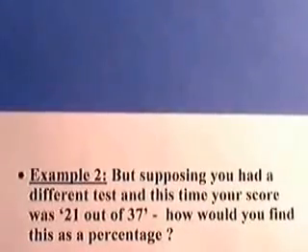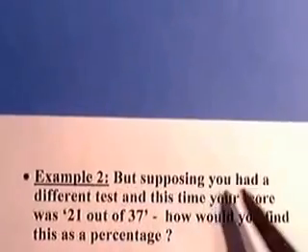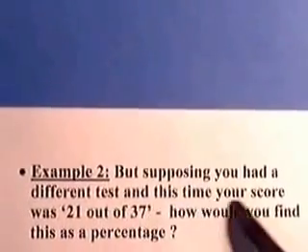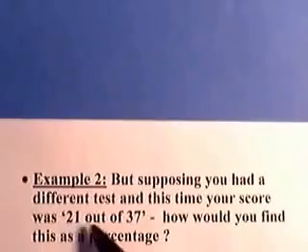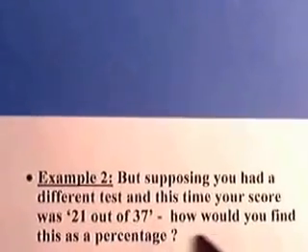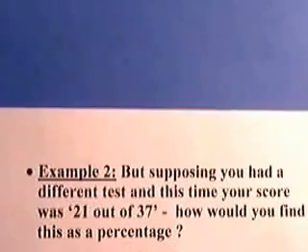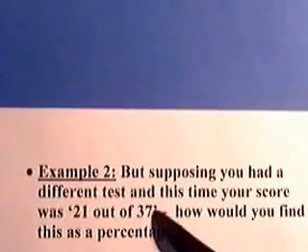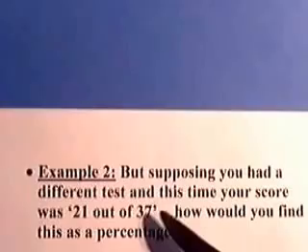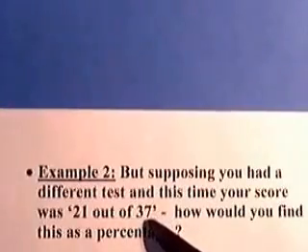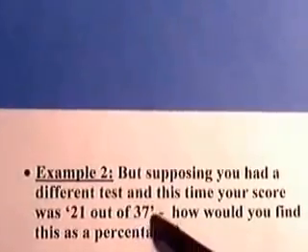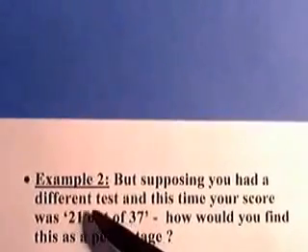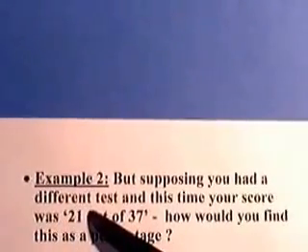Now let's look at another example. And this time it's not so straightforward. Example 2 says, but supposing you had a different test, and this time your score was 21 out of 37. How would you find this as a percentage? Now this is harder because here there are 37 questions, and it's not clear how many times 37 divides into 100, so you do not know how many times to increase 21 by.